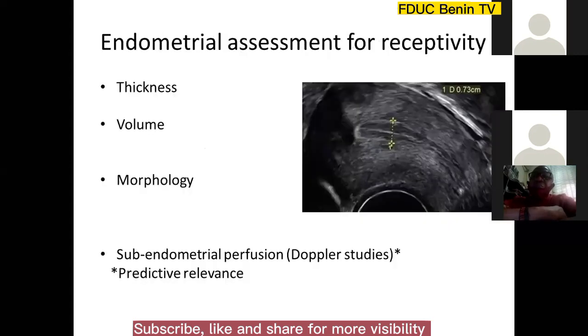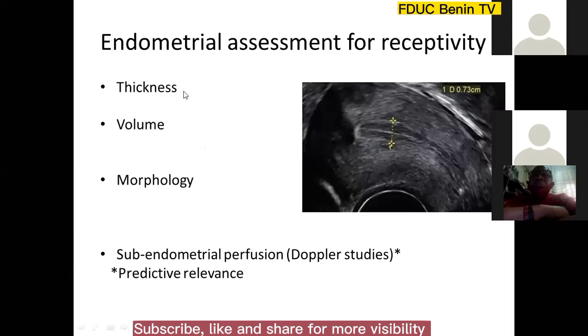Now let's move on to endometrial assessment. What do we assess in the endometrium? Just for receptivity, you want to know if the endometrium will allow implantation. And there are three things that we traditionally look at: the endometrial thickness, the volume of the endometrium, and the morphology. Studies have shown that the aim is to get an endometrium that is 7.5 millimeters thick.